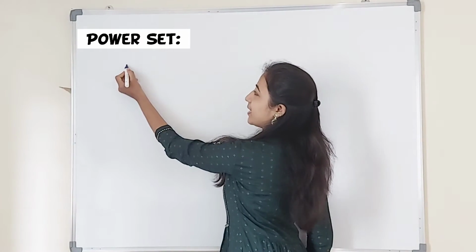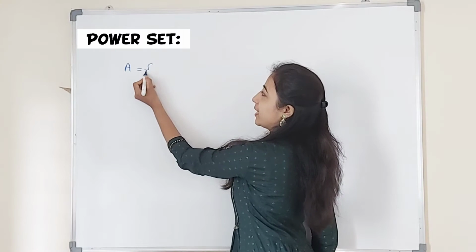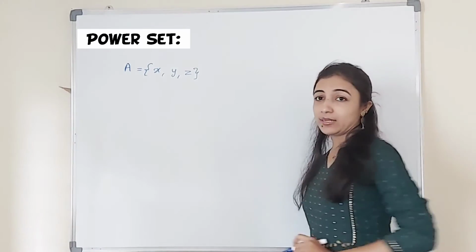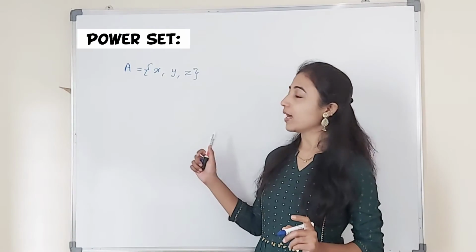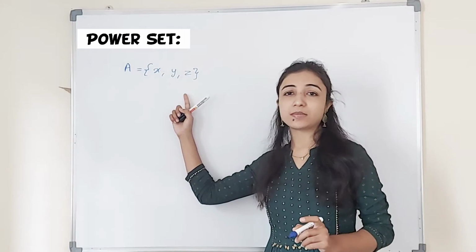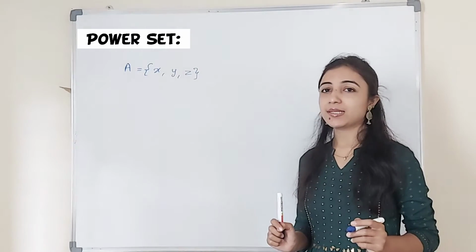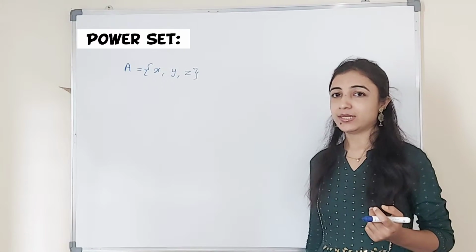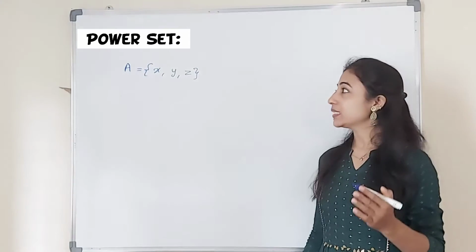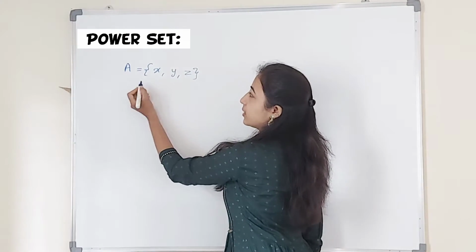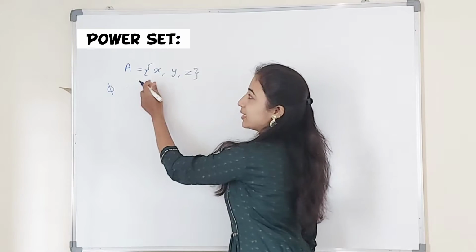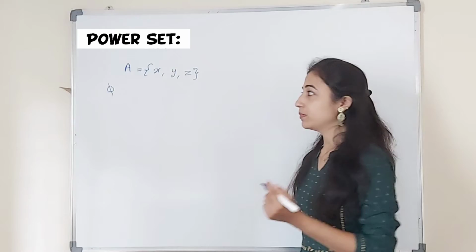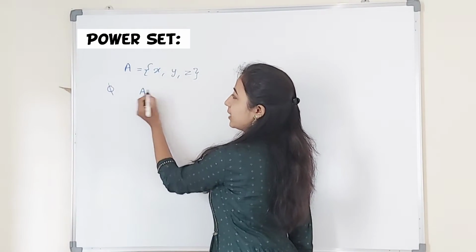Suppose we are given the set A containing elements x, y and z. And we know what is a subset. So if I ask you to find all the possible subsets of set A, so कौन से subset आ सकते हैं set A के? So we know that empty set is always a subset of set A. That means empty set is a subset of every set. So here the first is empty set is a subset of set A, and set A is also a subset of itself. So A is a subset of itself.